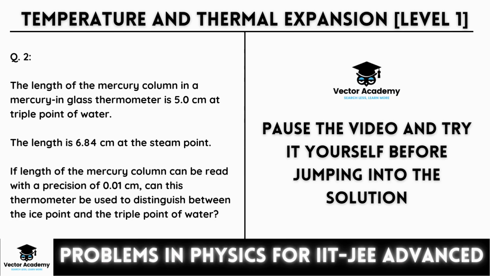Question 2. The length of the mercury column in a mercury and glass thermometer is 5 cm at the triple point of water. The length is 6.84 cm at the steam point. If the length of the mercury column can be read with a precision of 0.01 cm, can this thermometer be used to distinguish between the ice point and the triple point of water?